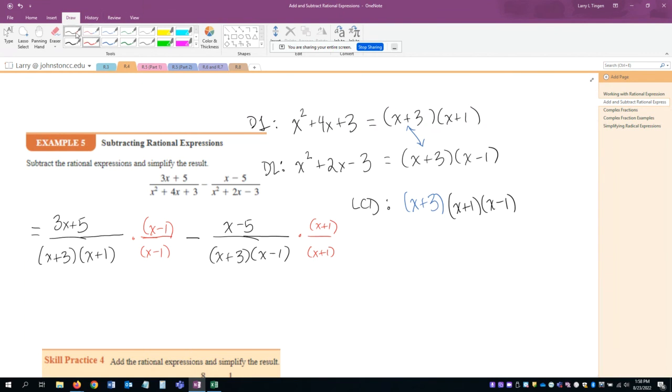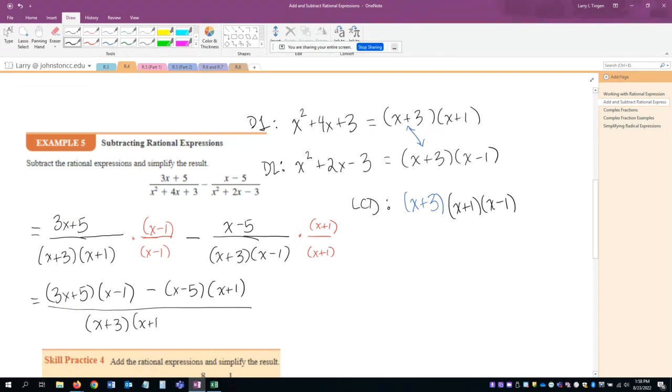And what do I have now? Well, 3x plus 5 times x minus 1, minus x minus 5 times x plus 1, all divided by x plus 3 times x plus 1 times x minus 1.